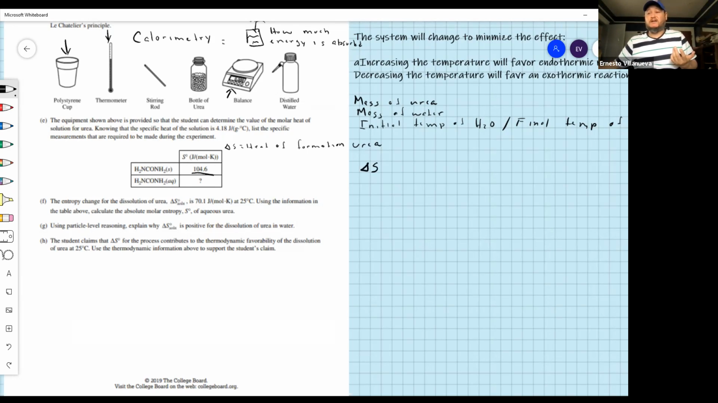It's funny, these guys use delta S, but when we did it in class, we used delta H, remember? But it's the same thing. I just want to point that out. Delta S is equal to the products minus the reactants. You guys remember this formula? Should be in your notes.